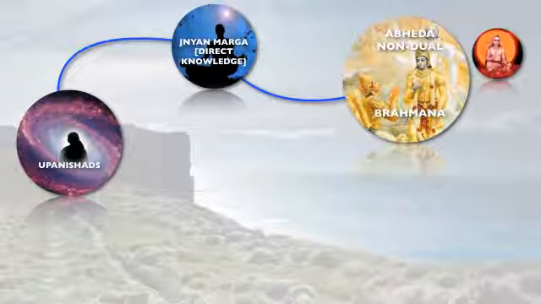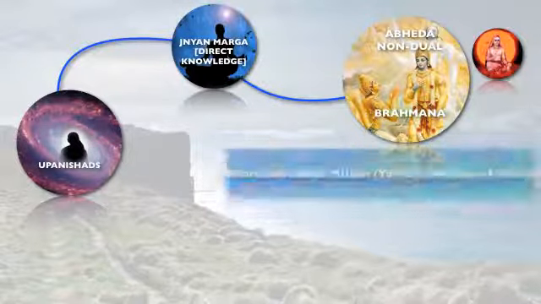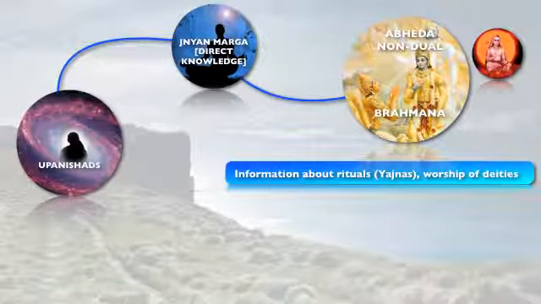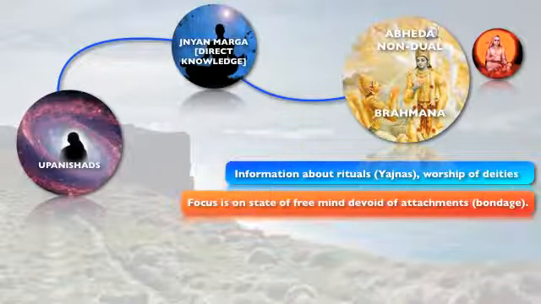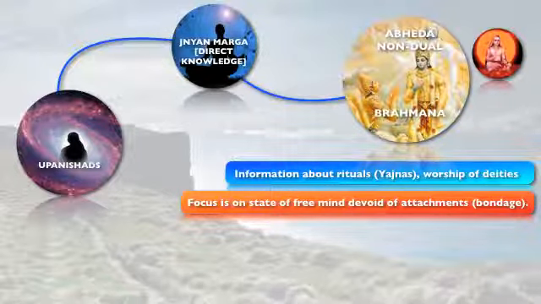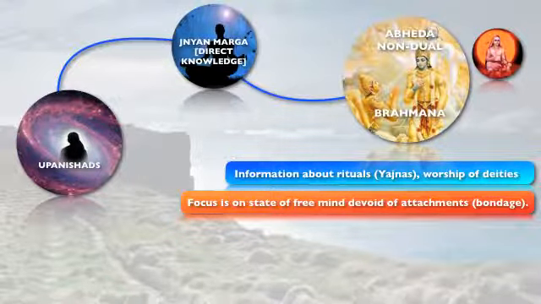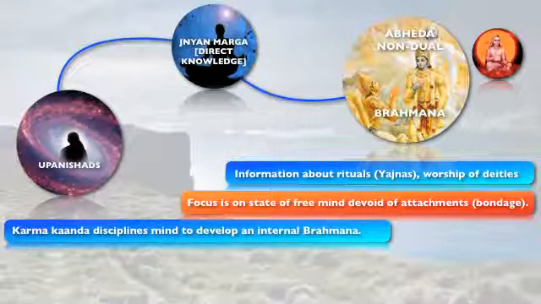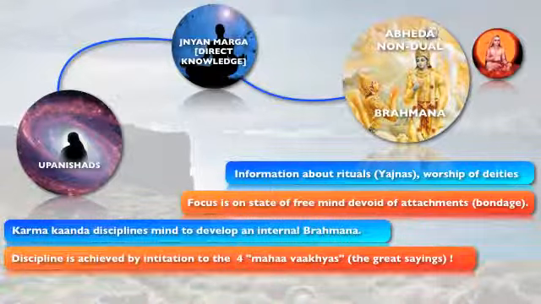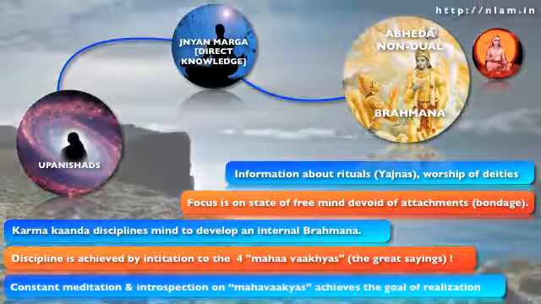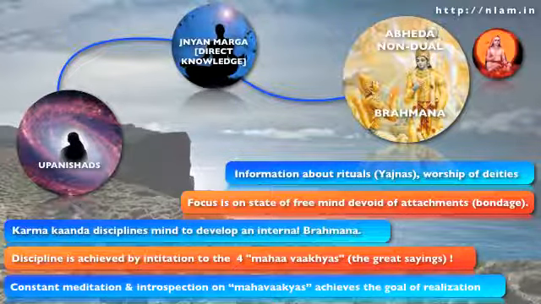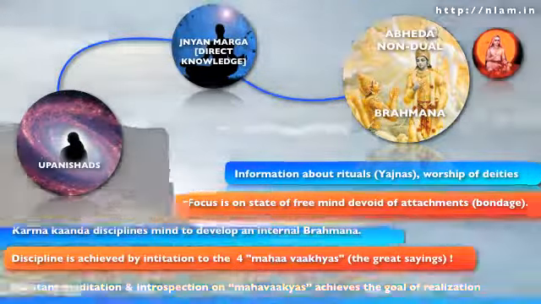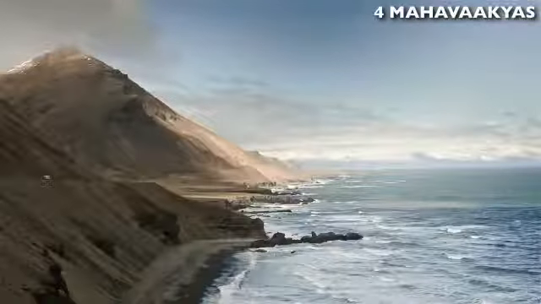Even though the Upanishads contain information about rituals or worship of deities, the focus is on philosophical analysis and emphasizes a state of mind free of all attachments. The Karma Khanda portion of the scriptures conditions the mind to develop an internal discipline, which through constant introspection and practice finally experiences the non-duality of Brahman. The process of highest refinement is initiated through the Mahavakyas, the ultimate codes of absolute knowledge. Though there are many such aphorisms, 4 specific verses are considered to be the key to realize the Supreme Brahman. 4 Mahavakyas are considered most important and are contained in 4 Upanishads.